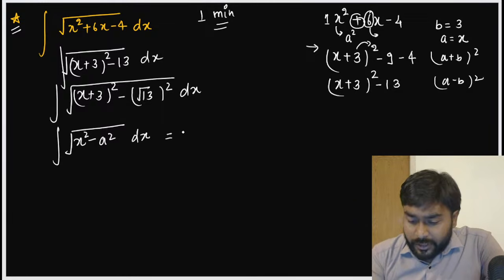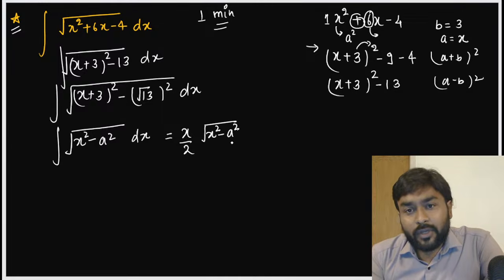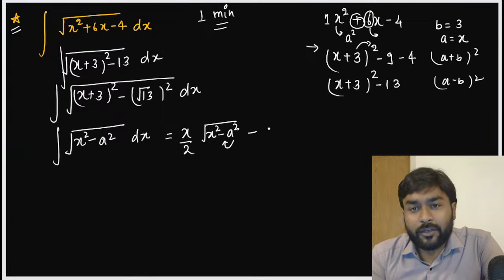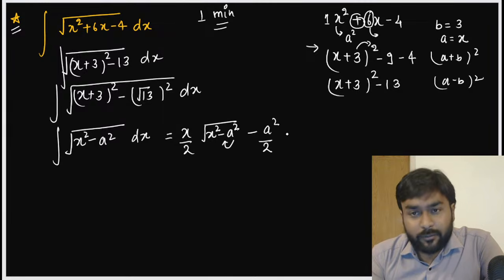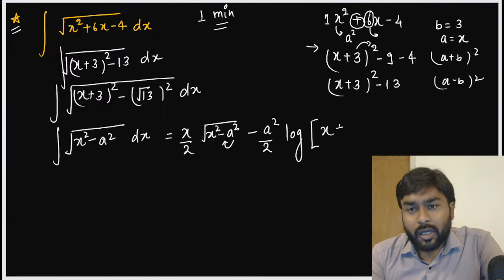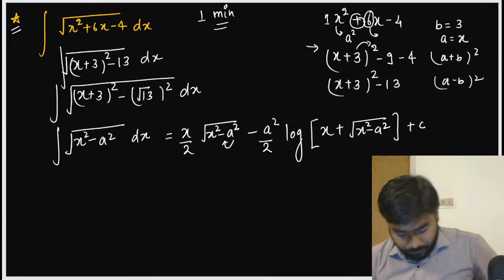So this formula is saying x by 2 under root of x square minus a square. Then a square sign will decide what we will write, plus or minus. So here a square is negative, so we will write minus a square by 2. Then we will write log x plus under root of x square minus a square. So that is our formula, plus c.